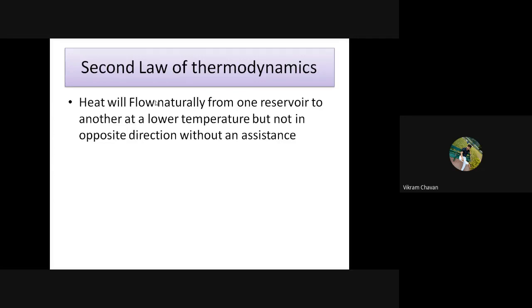Naturally, the opposite cannot happen. But not in the opposite direction without an assistance. Assistance means what? You will need an external motor, an external pump, an external compressor. So that is the requirement to transfer heat from a low temperature region to a high temperature region.